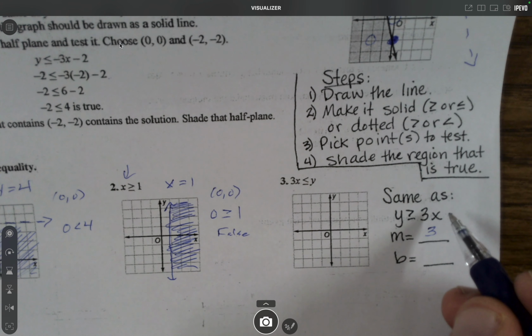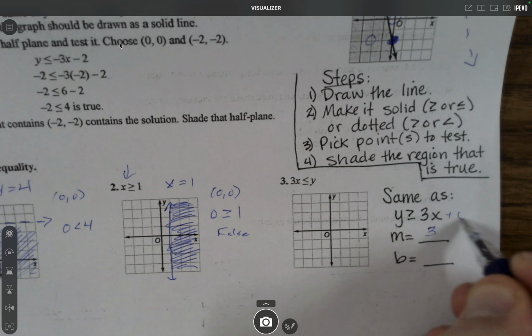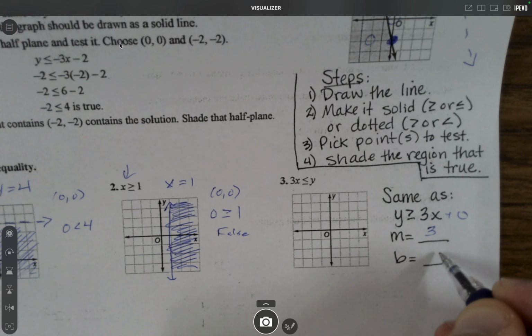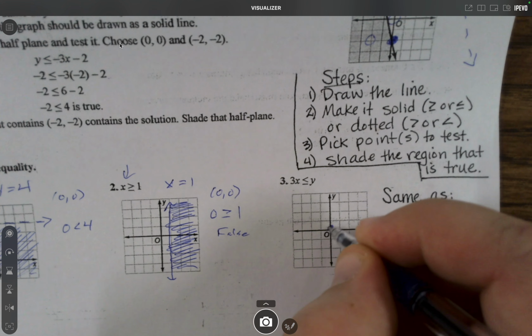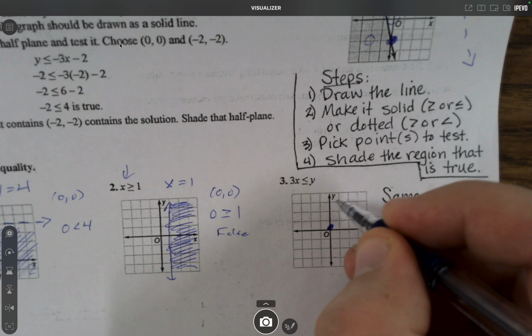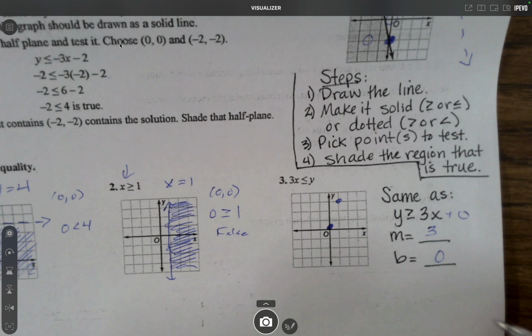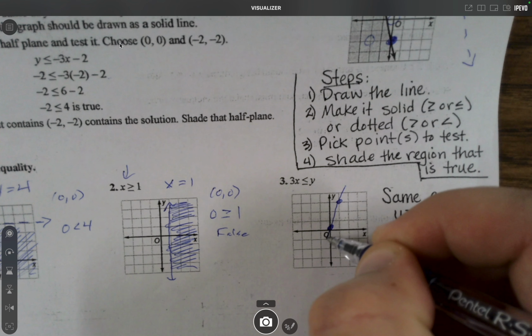And there is no b, or I should say it doesn't appear, because that would mean we have a plus 0 understood there. So the y-intercept is 0. So we do start on the origin, and the slope tells us to go up 3, 1, 2, 3, over 1. And since this has an or equal to sign, I will make this a solid line.